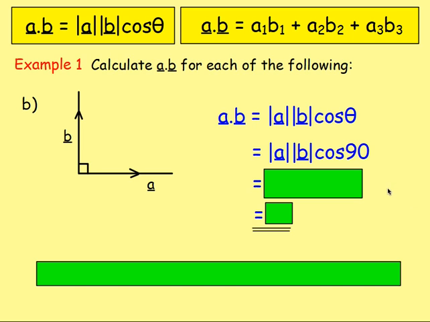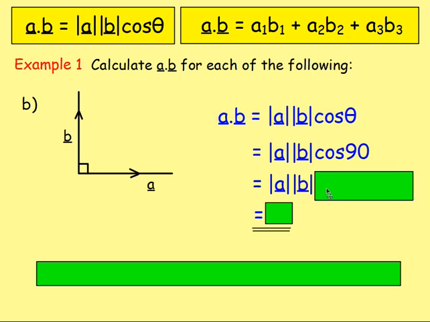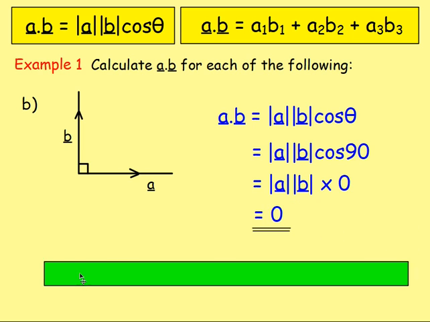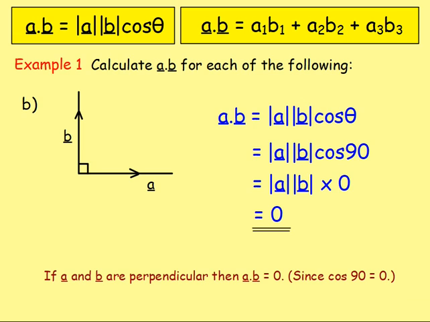So you've got cos 90. And cos 90 works out to be 0, good. So you've got the magnitude of a times the magnitude of b times 0. And whenever you multiply anything by 0, you just end up with 0. So that is going to be your answer. Remember the second note that I introduced a minute or two ago. If a and b are perpendicular, which you can see here, they are at right angles, then a dot b is going to be 0, since cos 90 works out to be 0.